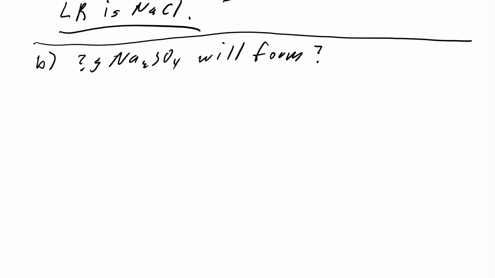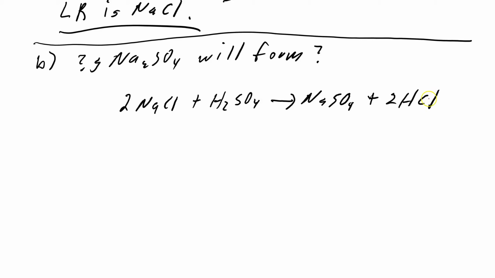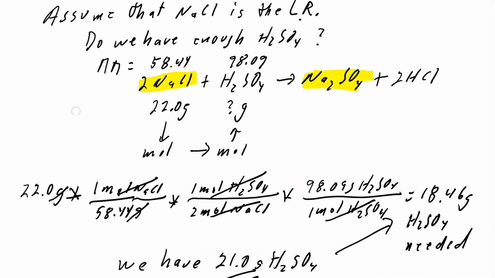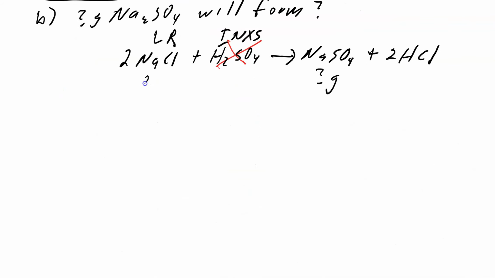So again, our starting point is going to be our balanced chemical equation. We've got 2 moles sodium chloride plus 1 mole of sulfuric acid, giving us sodium sulfate and 2 moles of HCl. So now we know that this is our limiting reactant. This is in excess. So if this is in excess, it is no longer applicable to solving the problem. We can ignore it. We're asked to calculate how many grams of sodium sulfate will form. So our starting point is going to be the mass of sodium chloride given in the problem, which was 22.0 grams. So we've got 22.0 grams of sodium chloride. How many grams of sodium sulfate?